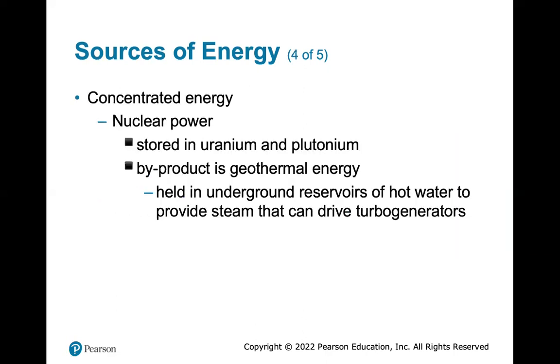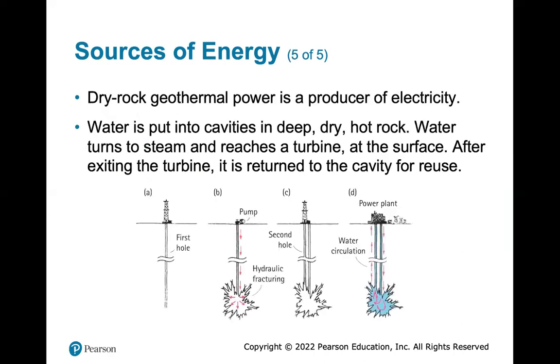Nuclear power is the nuclear energy stored in uranium and plutonium. The problem is what to do with the waste once the nuclear fuel is spent. A byproduct is geothermal energy held in underground reservoirs of hot water to provide steam that can drive turbogenerators. Dry rock geothermal power is a producer of electricity.